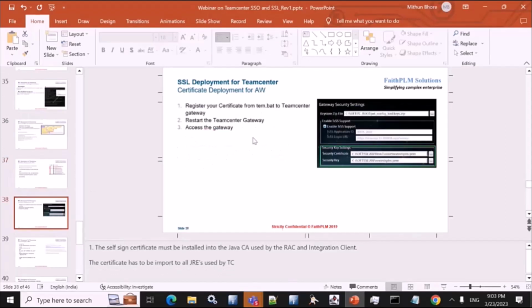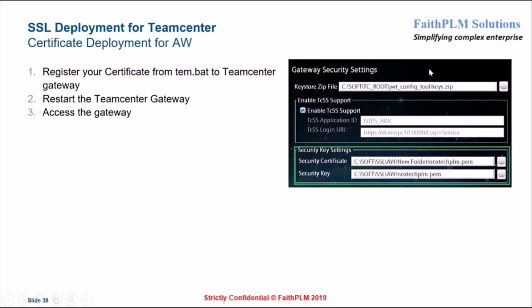Then certificate deployment for AW. For AW deployment there are a few changes, not many, but this is the main change which you need to make: you need to update the client gateway settings. Update client gateway settings will ask for AWC and the SSL setting. So it depends.